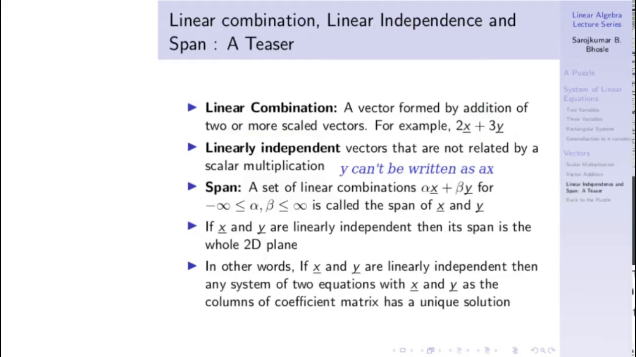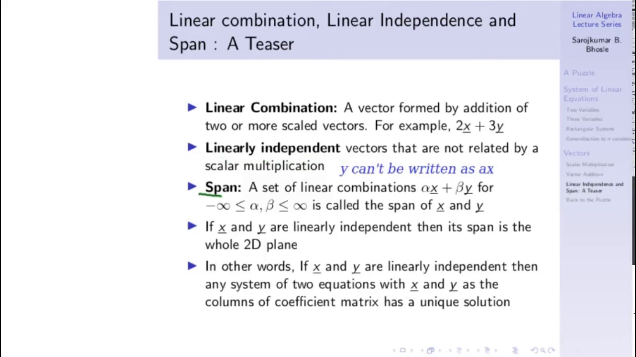Now linearly independent vectors are not related by scalar multiplication. It means if we have vector x and vector y, then we cannot represent vector y as a scalar multiplication of vector x. In that case we say that x and y are linearly independent, and linear independence plays a very important role.